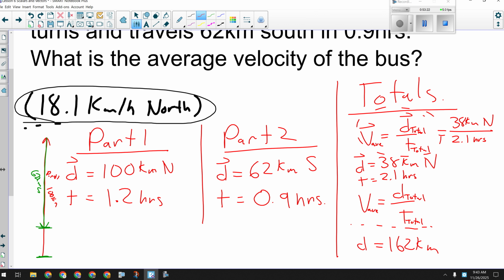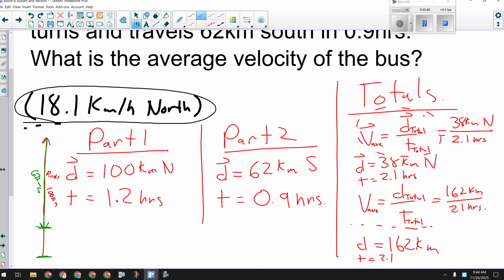Does that still take you 2.1 hours? Well, it took you 2.1 hours to go 100 kilometers north and then 62 kilometers south. It took you 2.1 hours to go 162 kilometers. The time is the same. It's the same trip. So I know the total distance and the total time. I just have to plug those in. 162 kilometers divided by 2.1 hours.